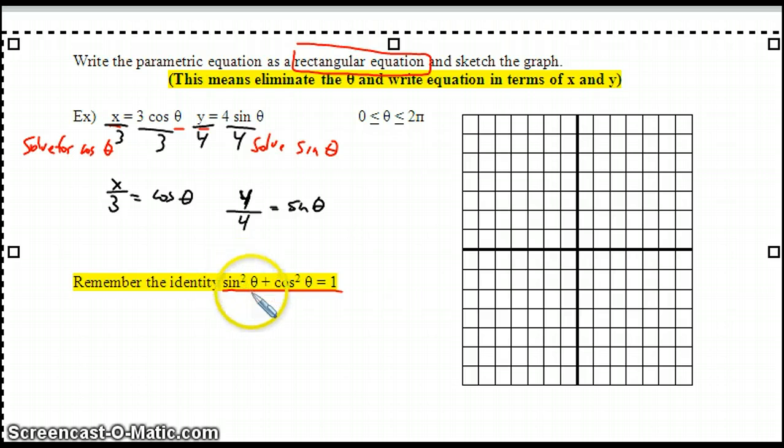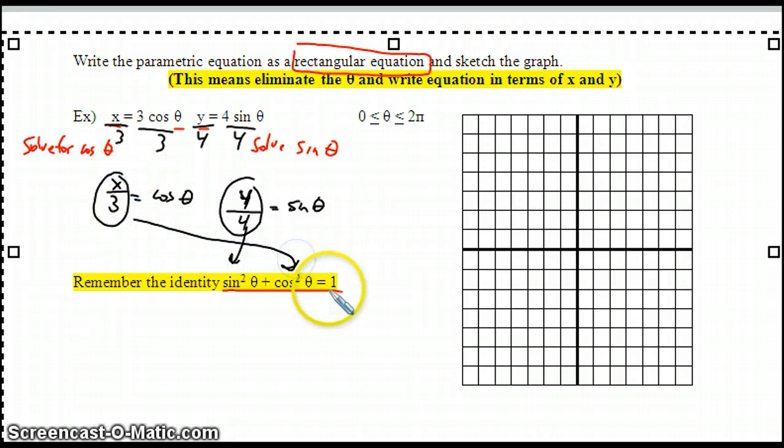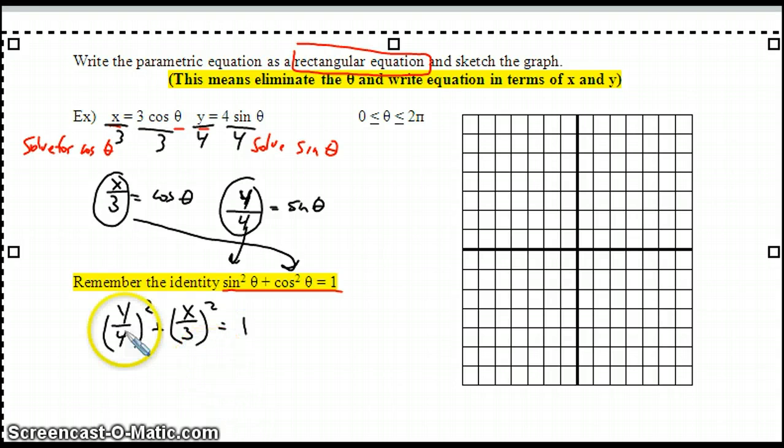And since I know that there's an identity that says that sine squared plus cosine squared is equal to 1, let's make those substitutions. Let's plug this in for the sine squared, and let's plug this in for the cosine squared and set it equal to 1. So now substituting into this identity, we would get y over 4, that whole quantity squared, plus x over 3, that whole quantity squared, and it would equal 1. If I square both the numerator and the denominator, I get y squared over 16, here I get x squared over 9, and that's equal to 1.